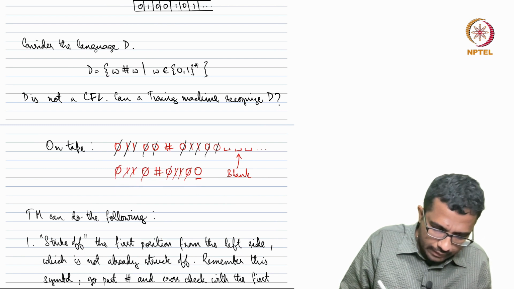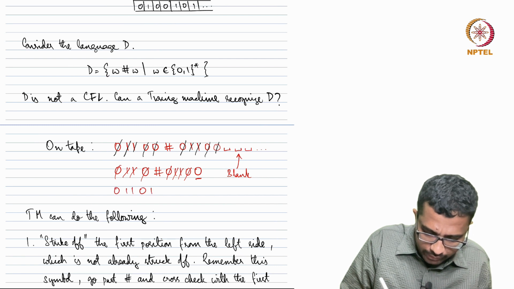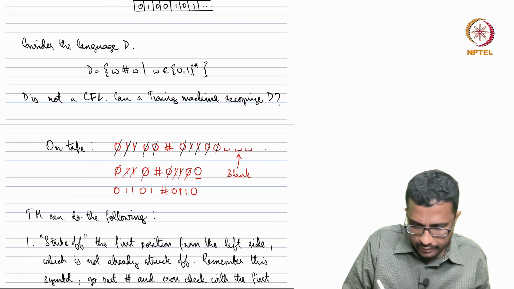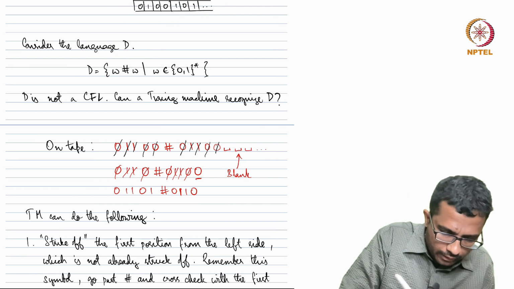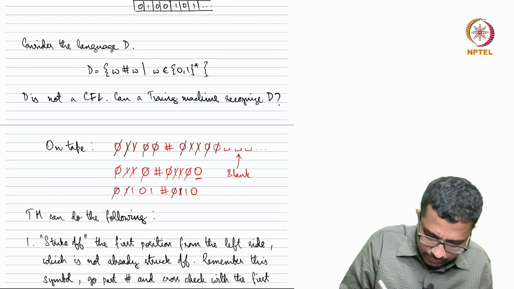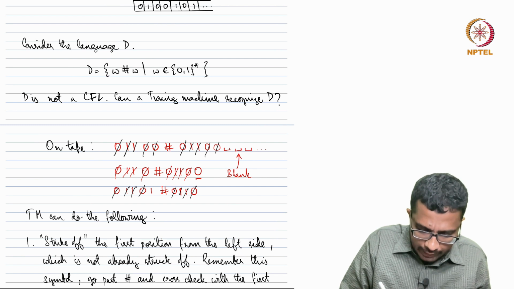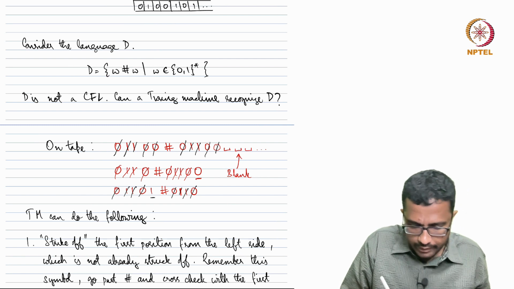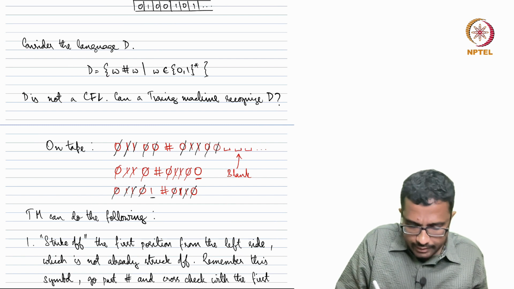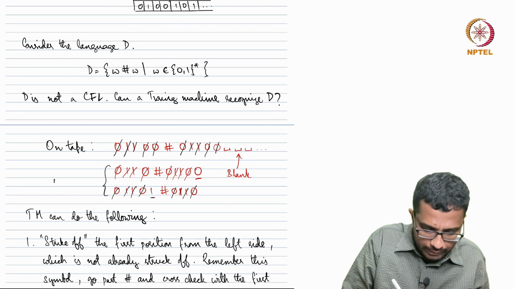And same thing if it found something like, let's say, 01101 hash 0110. Suppose this is the entire string. Again it will strike off 0 and 0, 1 and 1, again 1 and 1, 0 and 0, and then it will strike off this 1, the last one on the left side. But then when it comes to the right side, there is nothing to match it with. So even in this case it will get rejected. So these two will get rejected.